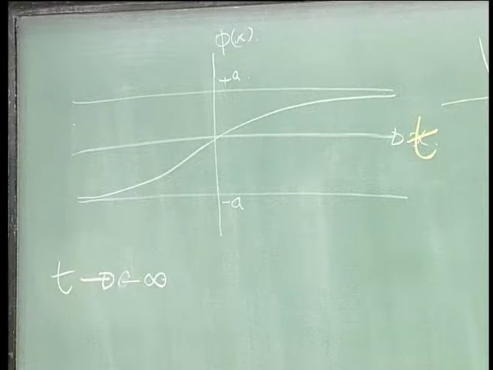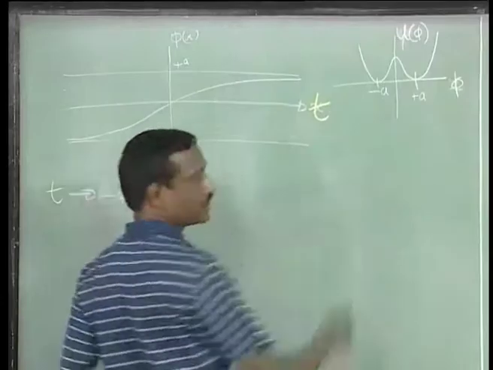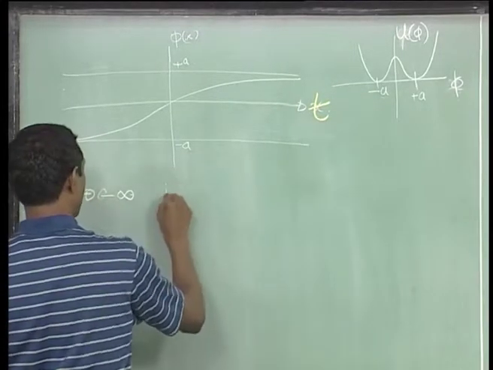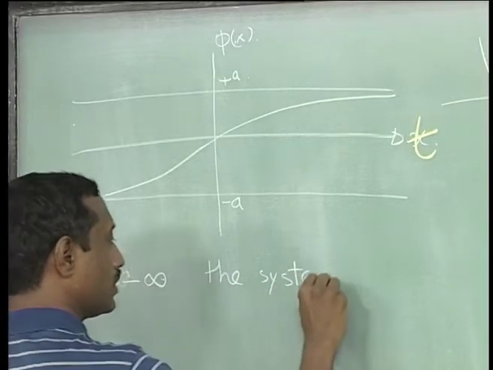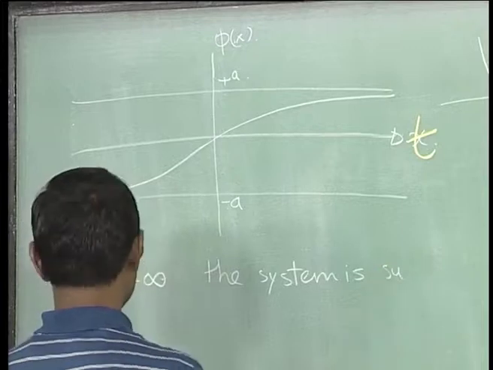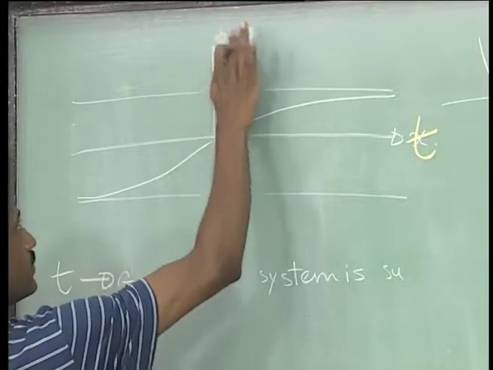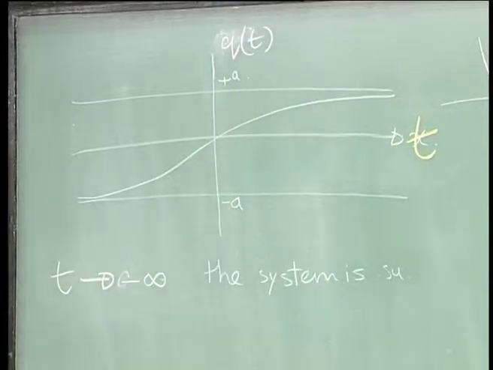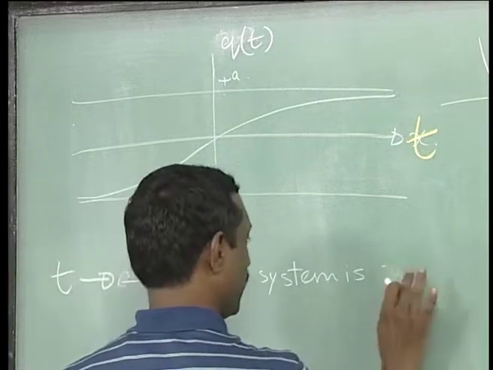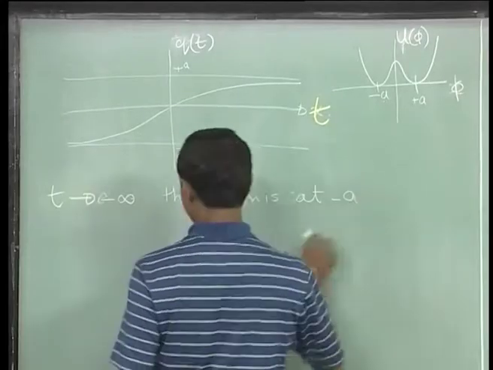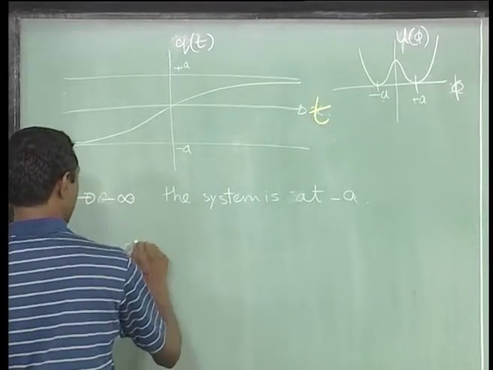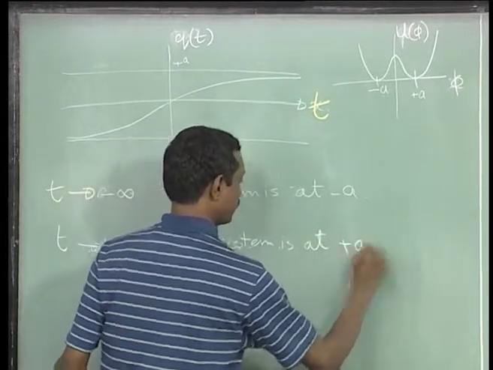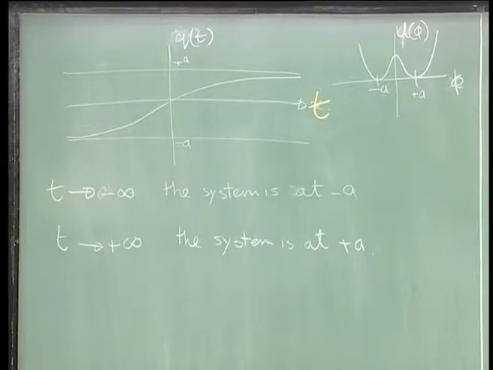You are starting out your system in this ground state. Also we should think of phi as just some q of t. This is the replacement that we need to do. The system is at minus A at t equal to minus infinity, and at t equal to plus infinity, the system is at plus A. What would you call such a process?